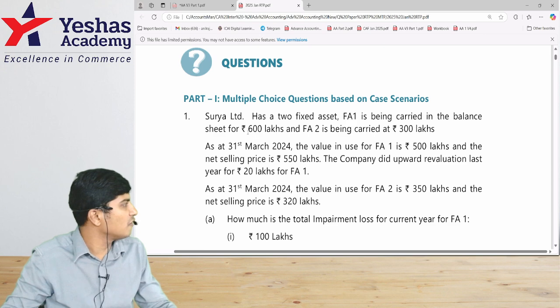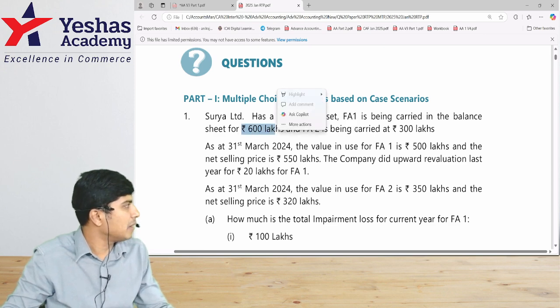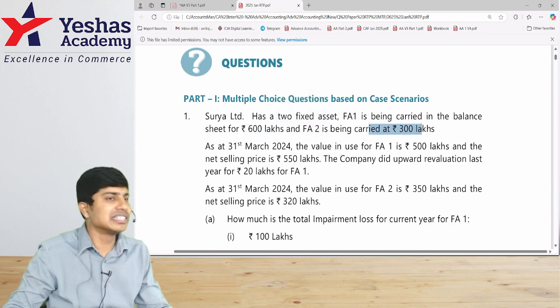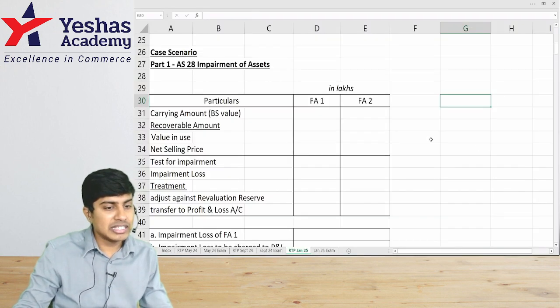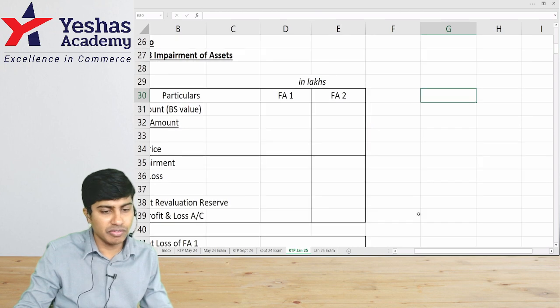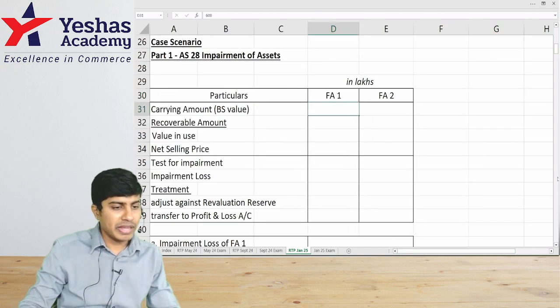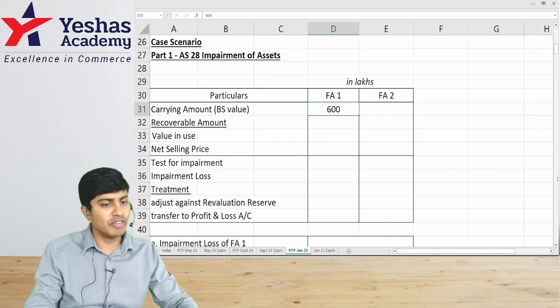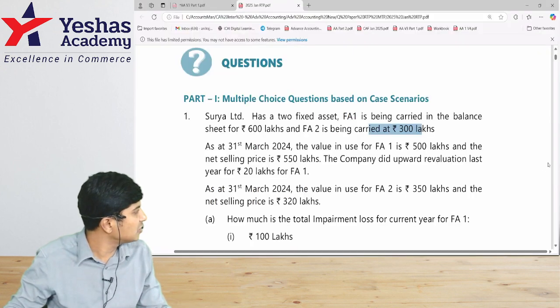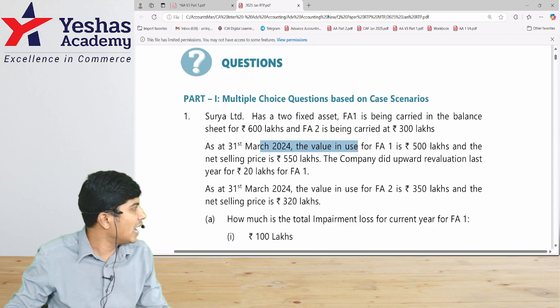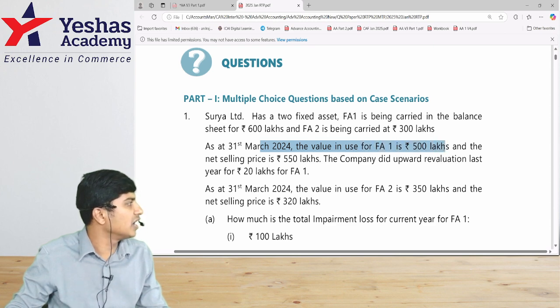Read the question. Surya Limited has two fixed assets, FA1, FA2. Balance sheet value of FA1 is 600 lakhs and balance sheet value of FA2 is 300 lakhs. Basically, this is carrying amount. Let's make a note of this data before we forget. I would write here carrying amount, which is balance sheet value of FA1 is 600 lakhs, FA2 is 300 lakhs. On 31st of March 2024, value in use of FA1 is 500 lakhs.